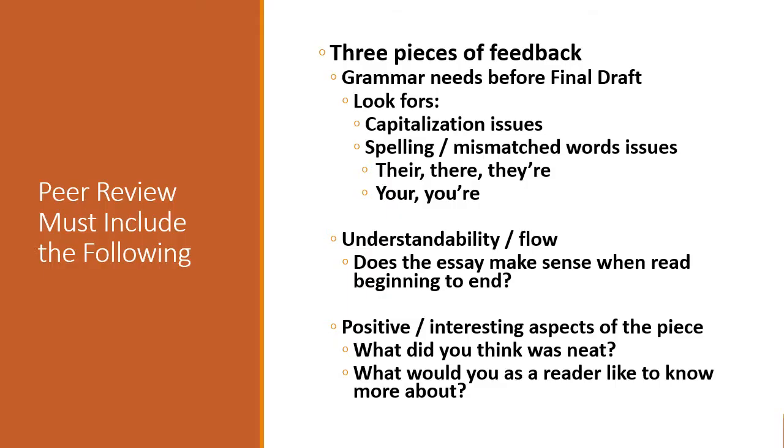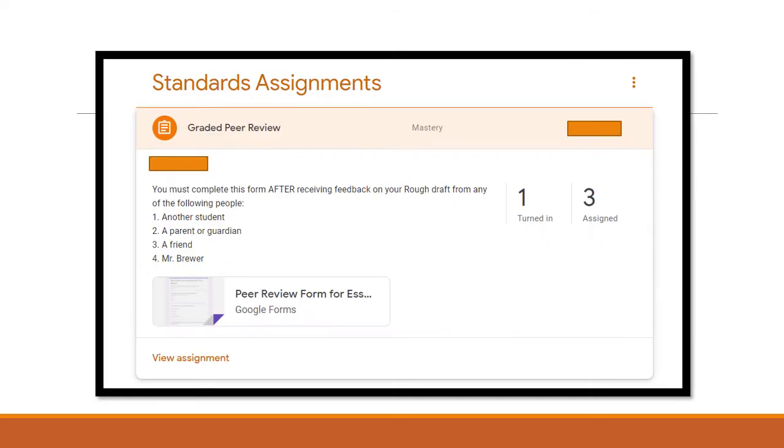Just reiterating, those three things that you're going to have people look for when they're looking at your essay are grammar, like capitalization issues, spelling, mismatched words, there, their, and they're. And then for understandability and flow, does it make sense when you read it beginning to end? And then just positive stuff. What was neat, and what would you as a reader like to know more about?